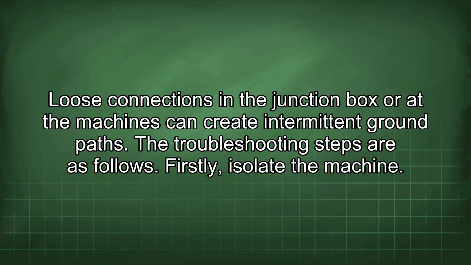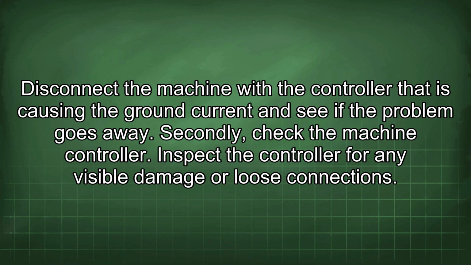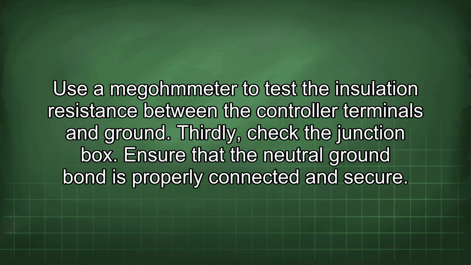The troubleshooting steps are as follows. Firstly, isolate the machine. Disconnect the machine with the controller that is causing the ground current and see if the problem goes away. Secondly, check the machine controller. Inspect the controller for any visible damage or loose connections. Use a megohmmeter to test the insulation resistance between the controller terminals and ground.